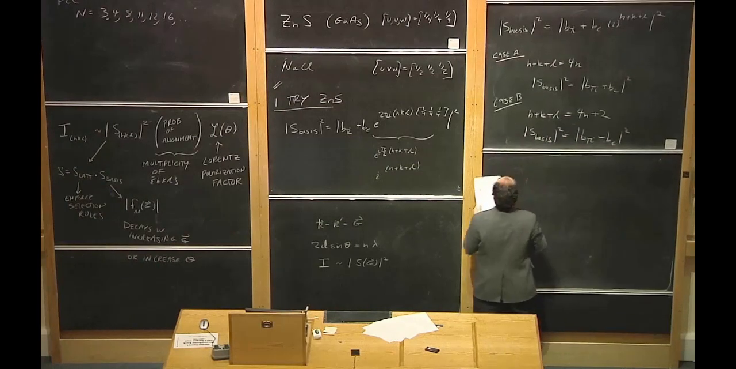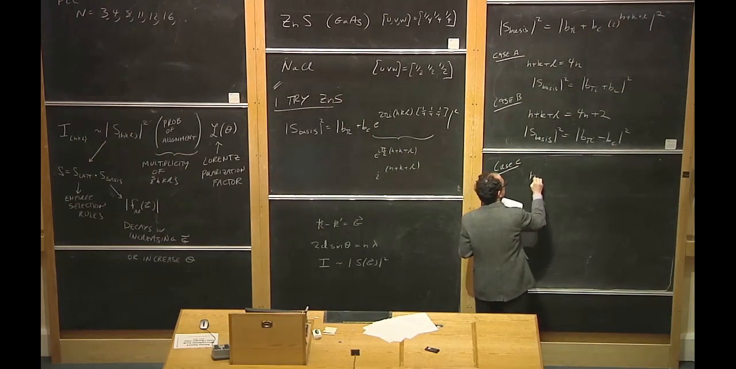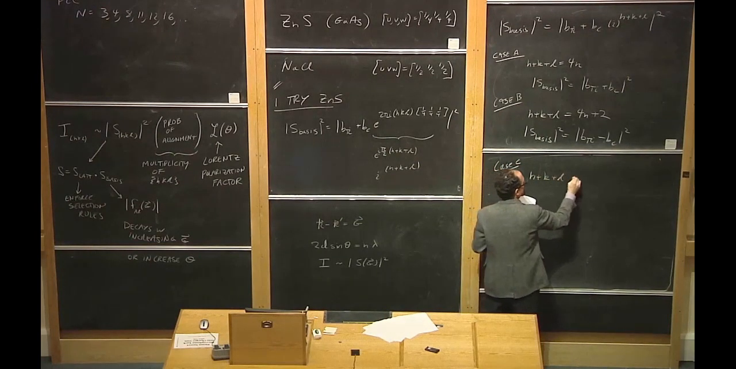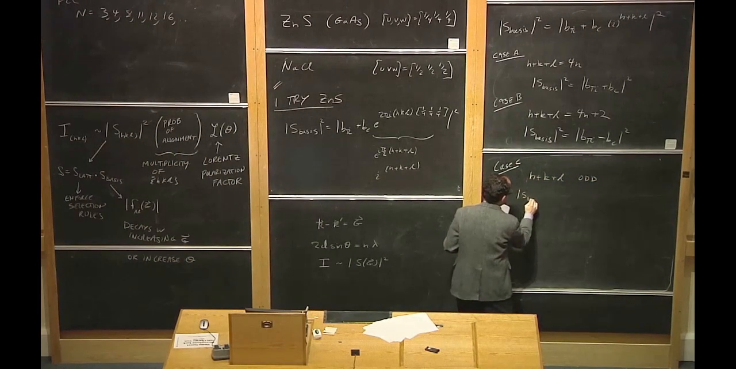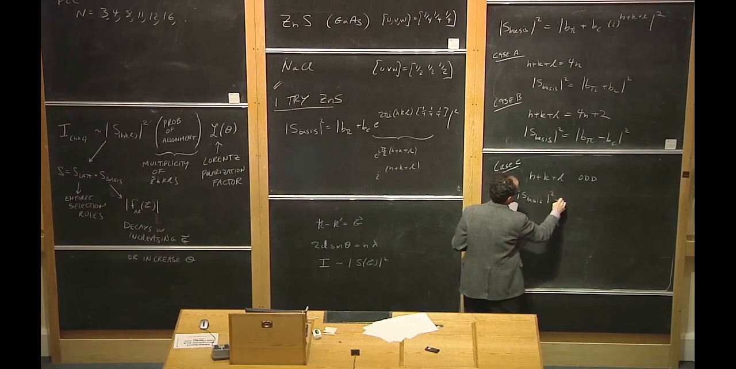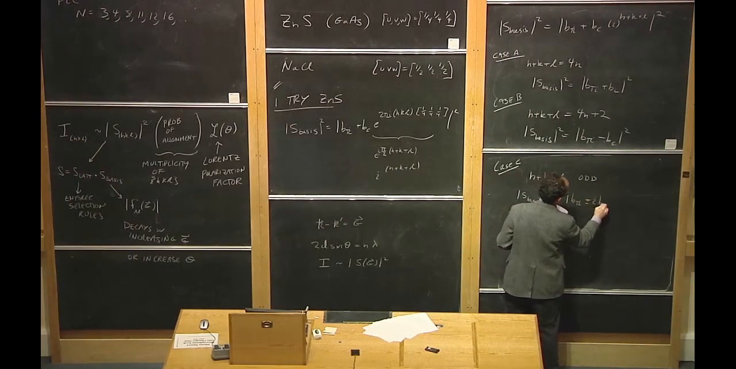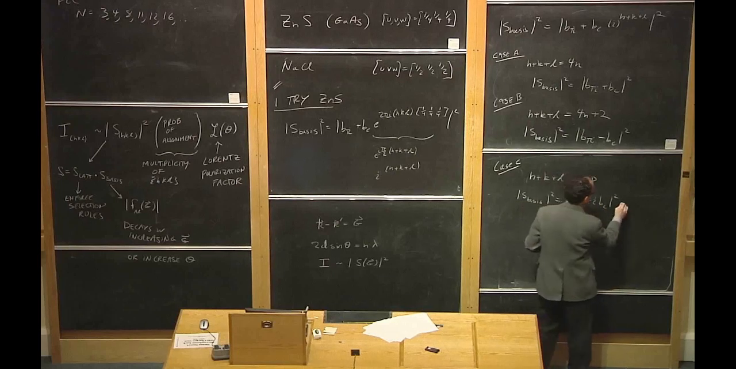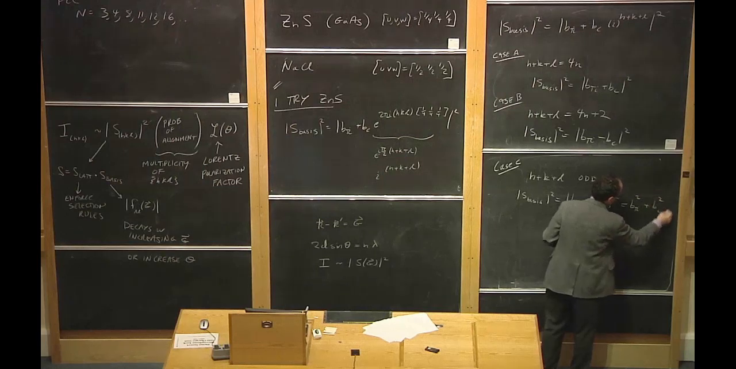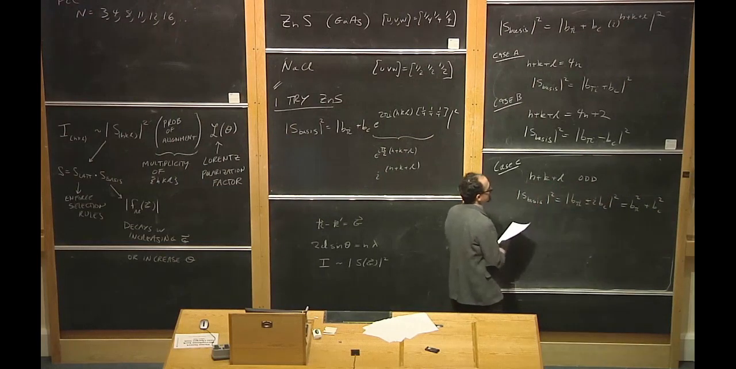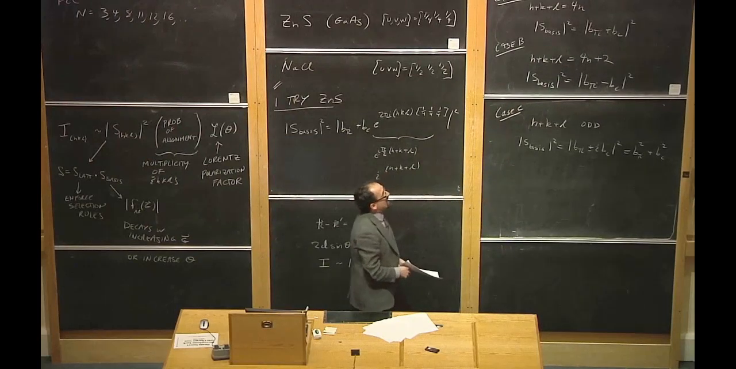And the third case, case C, is H plus K plus L is odd, in which case S basis squared is B titanium plus or minus i times B carbon, squared, which is B titanium squared plus B carbon squared. Good? All right. So let's stare at that for a second.